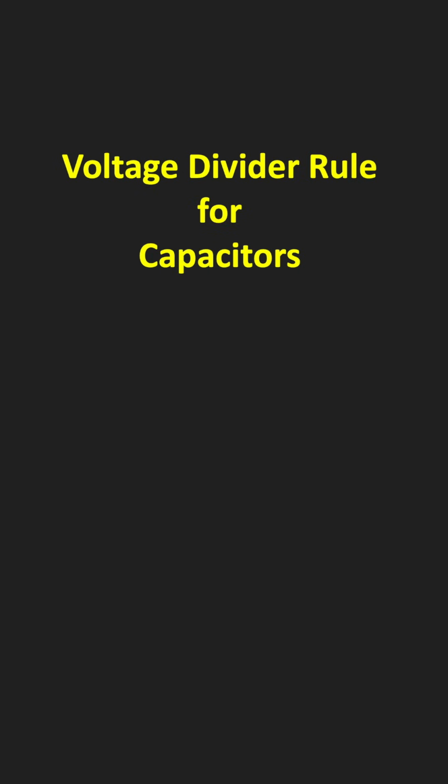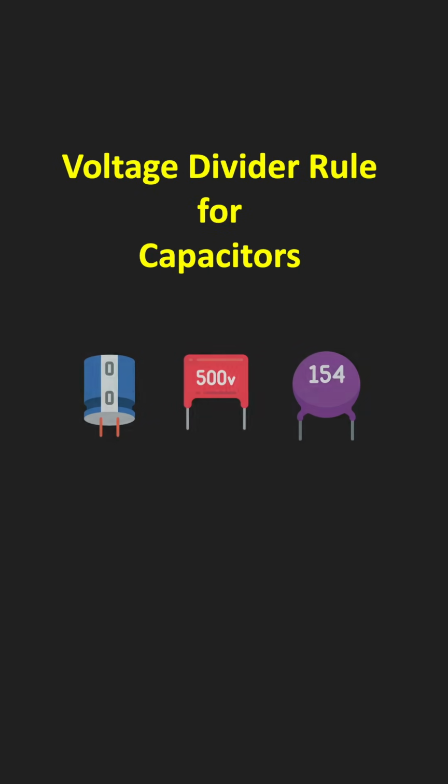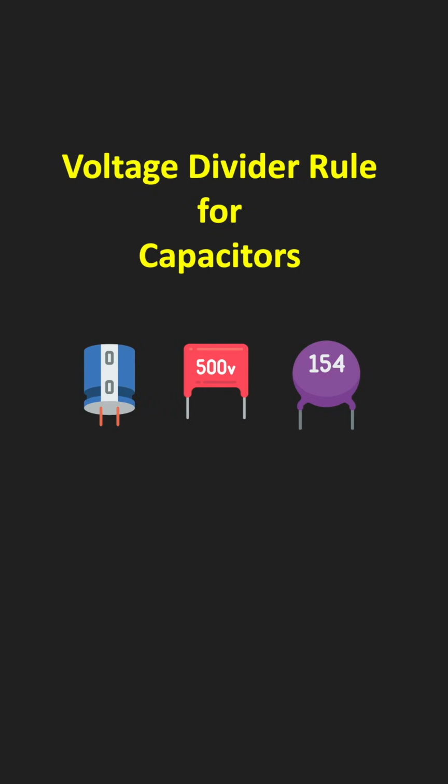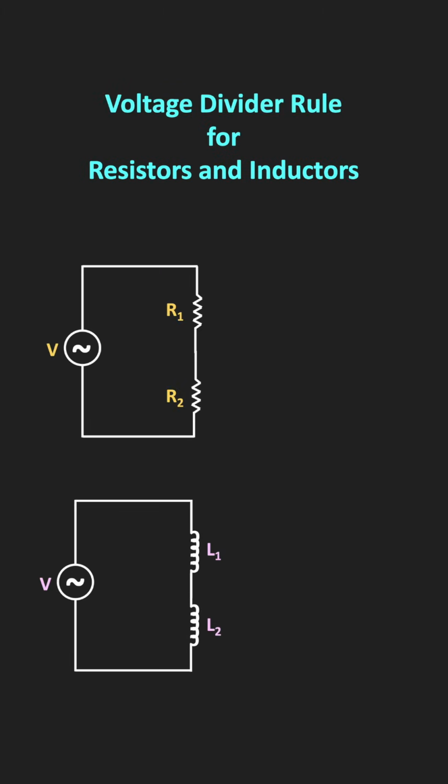In this short video, let us see the voltage divider rule for the capacitors. This voltage divider rule for the capacitors is a little different from the voltage divider rule for the resistors and the inductors.